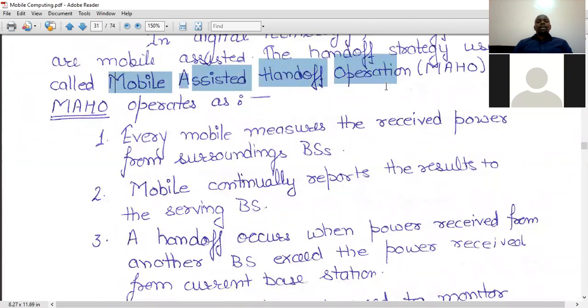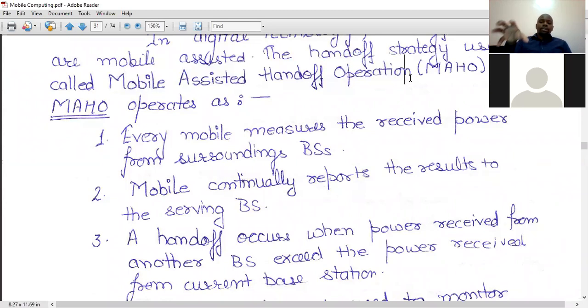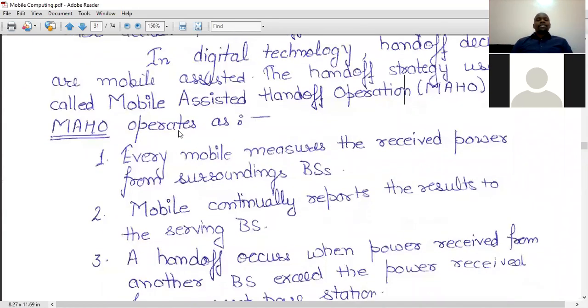Now, mobile assisted handoff operation is a strategy where the base station controllers allow the mobile phones themselves, instead of the base station controller performing the handoff or looking for the available frequencies to give this particular mobile phone, to look for the frequencies themselves. So take keen note of this word, mobile assisted, meaning that it is a handoff where it is not just the base station controller that performs the handoff, also the mobile phone is involved in making the handoff happen.